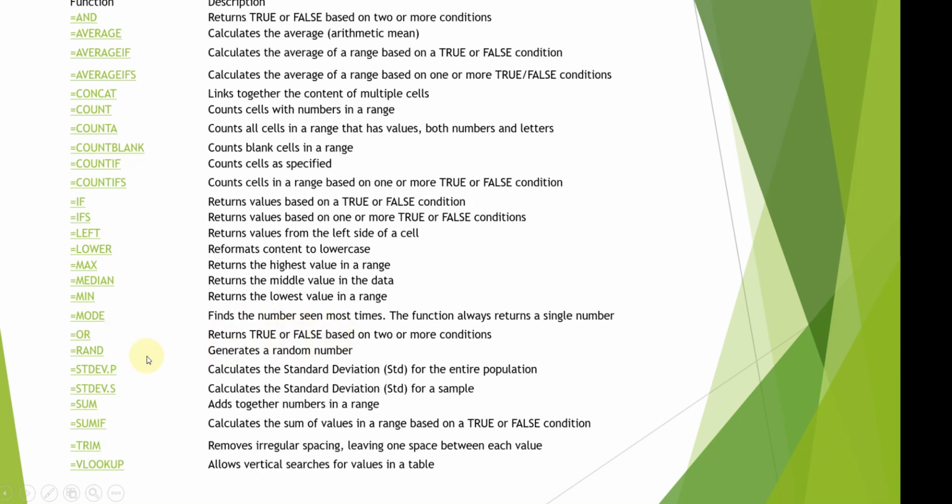We have OR, we have RAND, which generates a random number. We have STDEV.P, which calculates the standard deviation of a set or sample of data. So if you want to go into analysis, you see that these functions are going to be very great for you. If you have a data set with thousands of rows, you won't be counting one by one. You can just go and use COUNT, you can use MIN, you can use SUMIF, VLOOKUP.